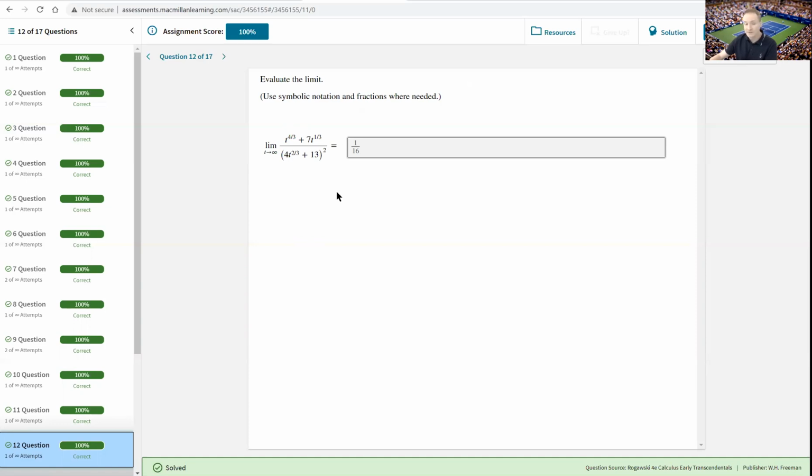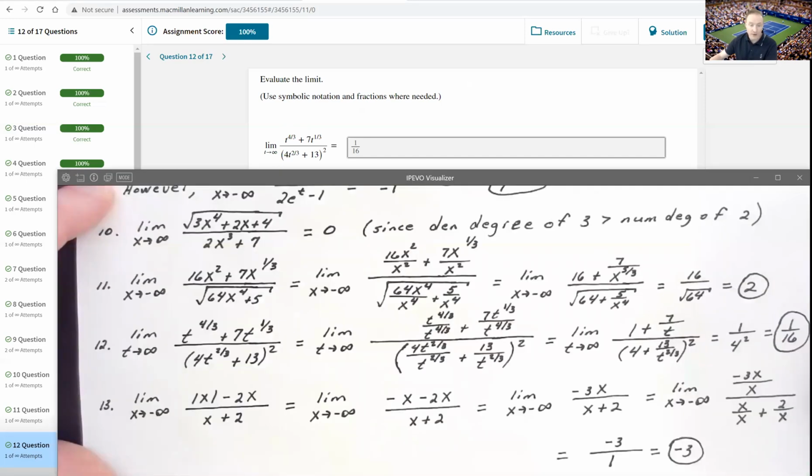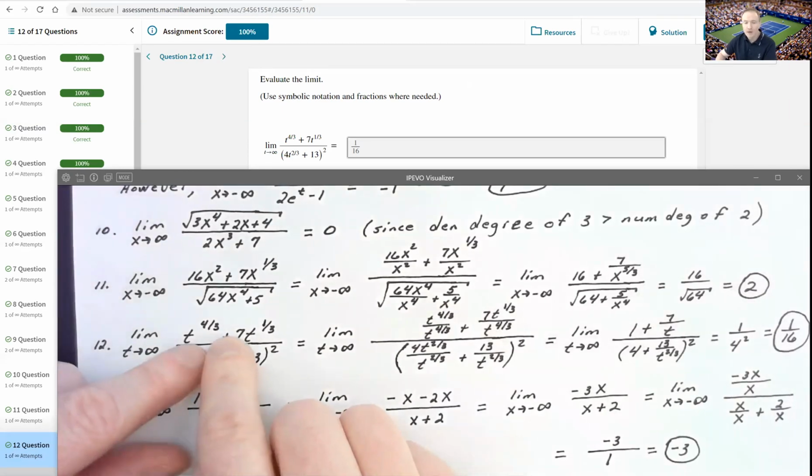What's the degree of t in the denominator? And you would say, well, before I determine that degree, I'd have to understand its power to a power. 2/3 times 2, hey, that's degree 4/3 as well. So t is to the 4/3 power in both the numerator and the denominator. So I need to go through and simplify this expression.